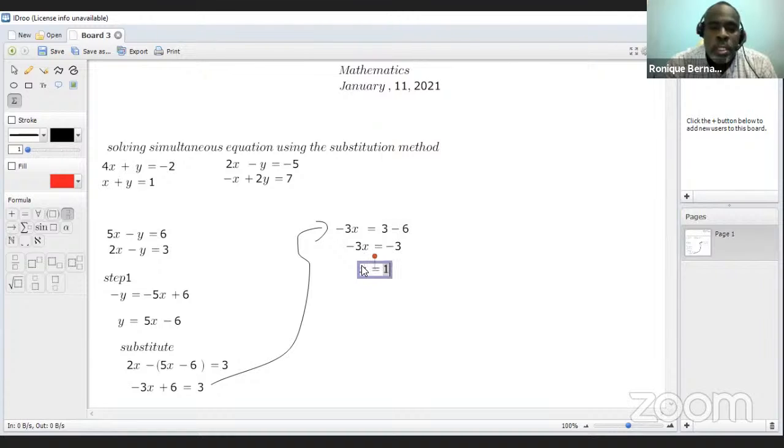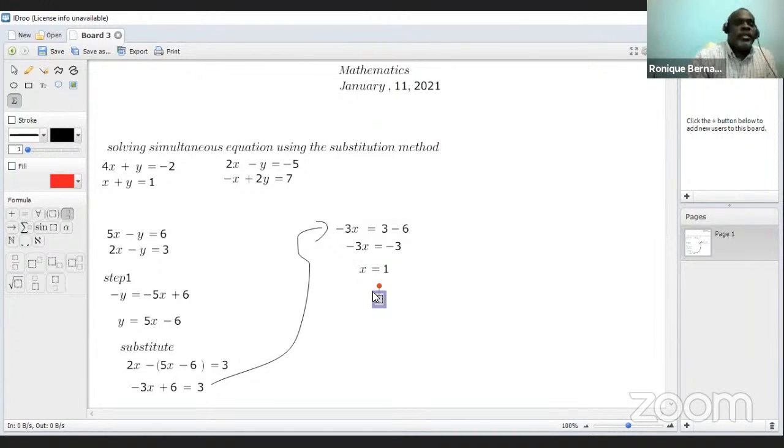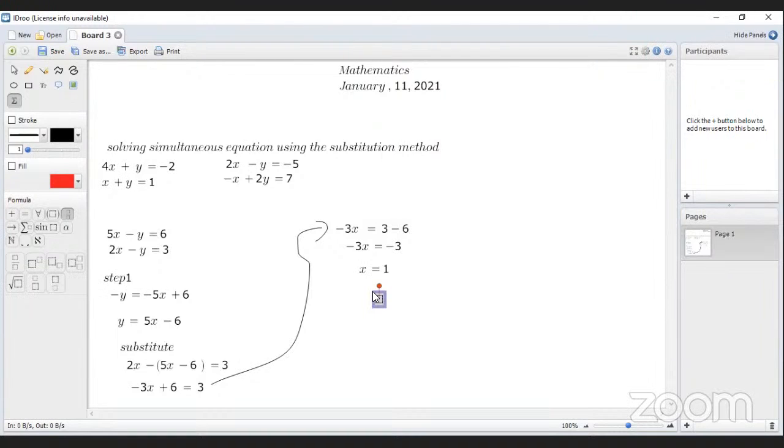I will get positive 1 because we're dividing by negative 3 on both sides. Very good. So we have the value of x. What next now?